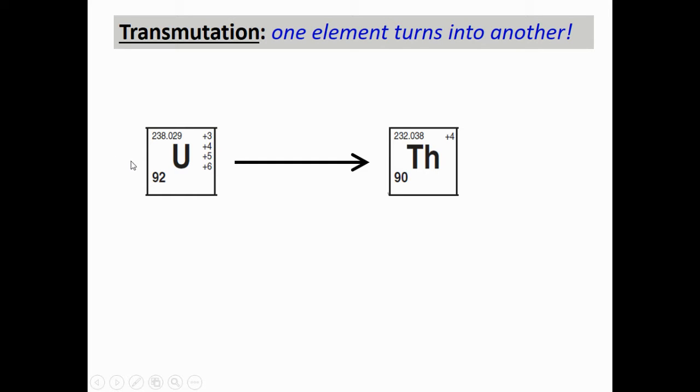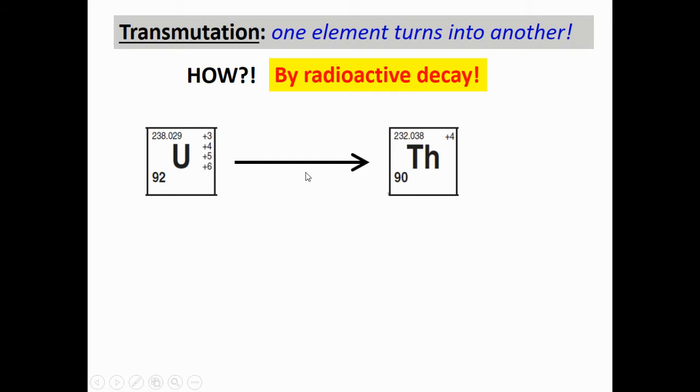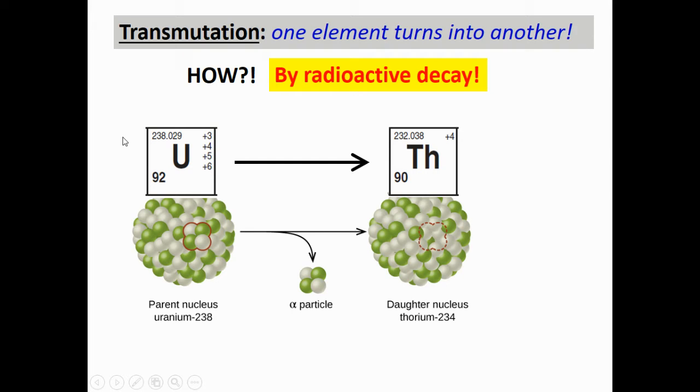For example, this radioactive uranium-238, would be a common isotope, can actually turn into the element thorium. Notice uranium has an atomic number of 92, thorium has an atomic number of 90. These are two different elements, but uranium can turn into thorium. How? By radioactive decay. It turns out that uranium is very unstable.